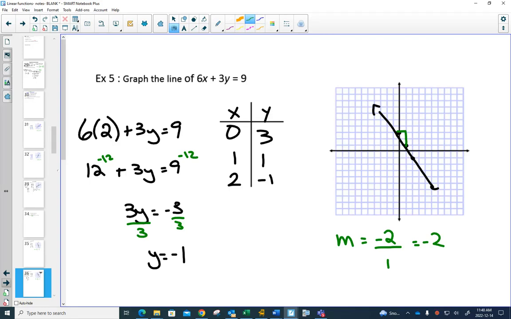Can you see that this line isn't in y equals mx plus b form? You would have to rearrange it to make it. So this one, you can't see the slope from the equation right away. You can't see the y-intercept from the equation right away. However, now that we know our slope and we know our y-intercept, I'm going to tell you that this equation is the same as y equals negative 2x plus 3, just written in a different way.